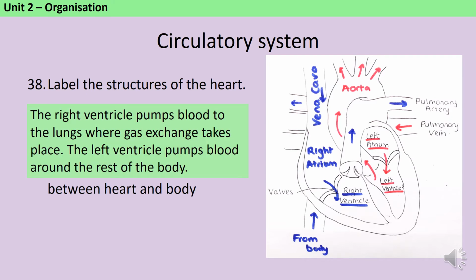So the right ventricle pumps blood to the lungs where gas exchange takes place, and then the left ventricle pumps blood around the rest of the body, which is why it's much more muscular and just generally stronger because it's got to pump the blood further.